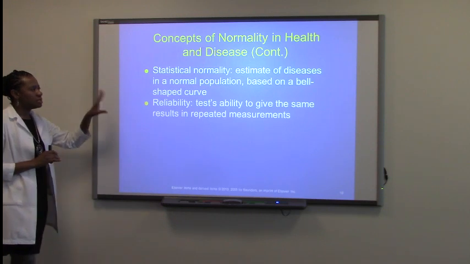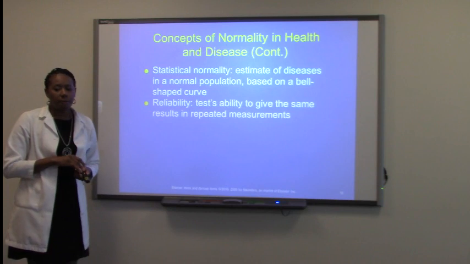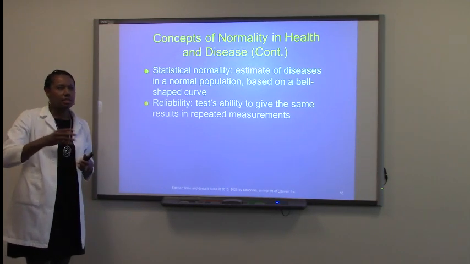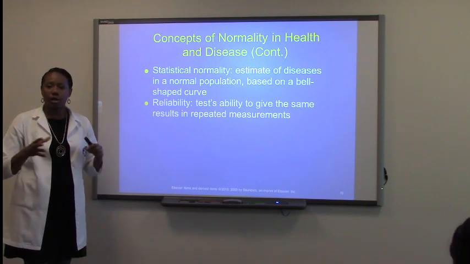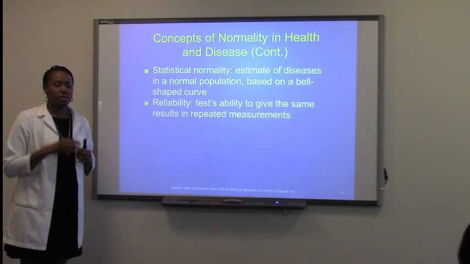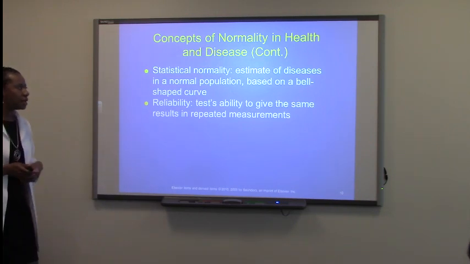Okay, so statistical normality is the estimate of diseases in normal population. So basically what happens here is that they usually do tests to see, okay, well, what type of diseases occur in certain regions and things of that nature, especially looking to see what diseases are more prevalent, okay, in different areas of the country and things of that nature.